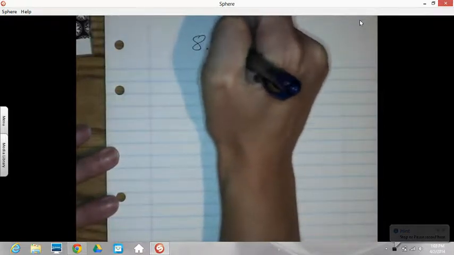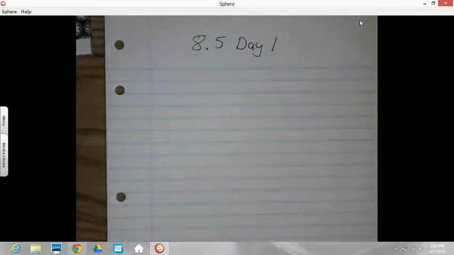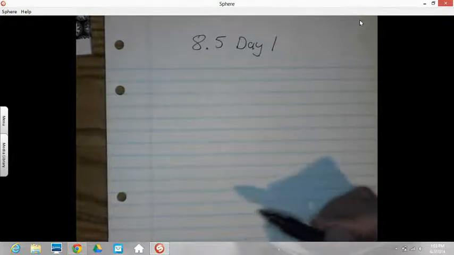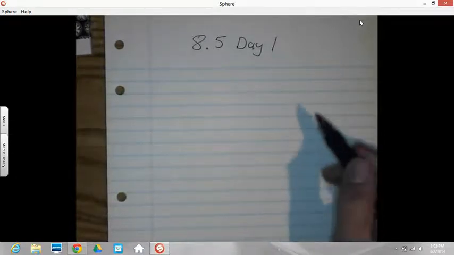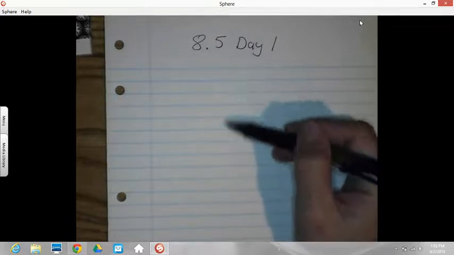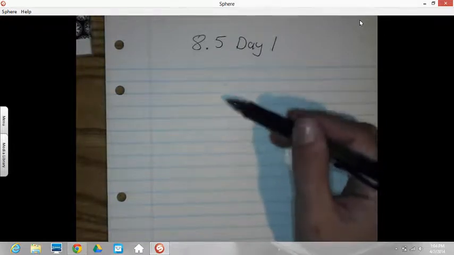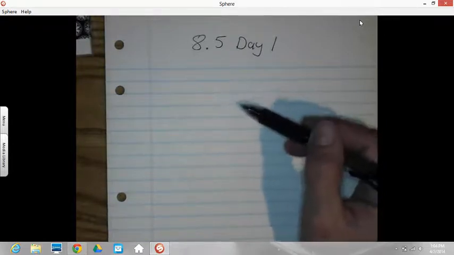Okay, here we are, 8-5, day 1. And what we're going to be looking at today is finding volumes of objects created by revolving an equation. So in the last section, we just found the area between curves by doing the areas of the rectangles. We did the height times the width, top minus bottom, or right minus left.